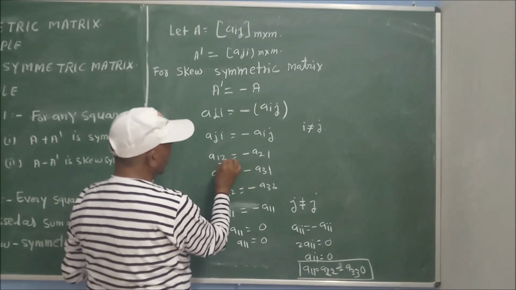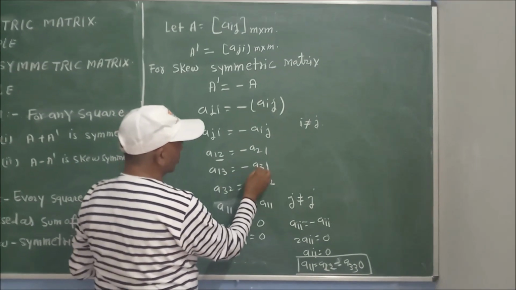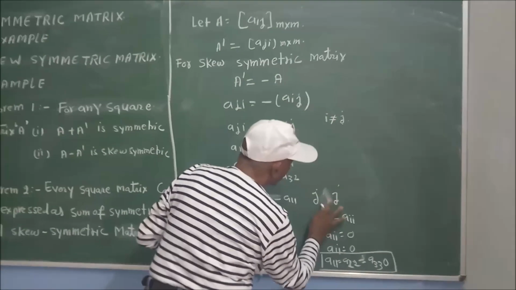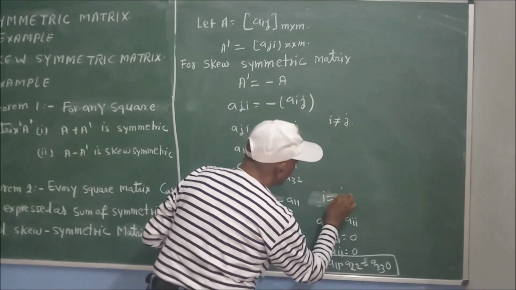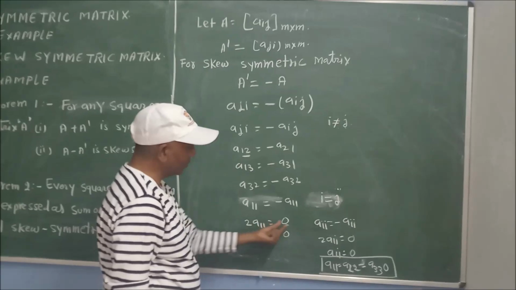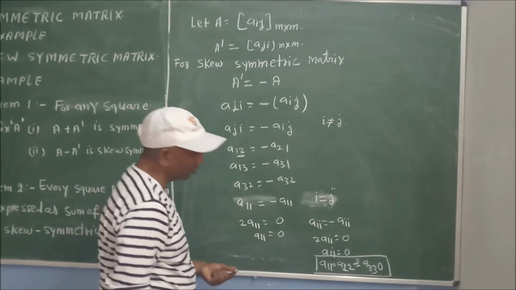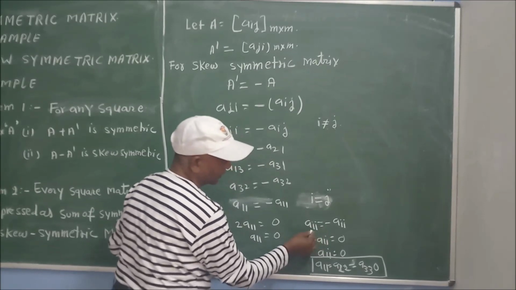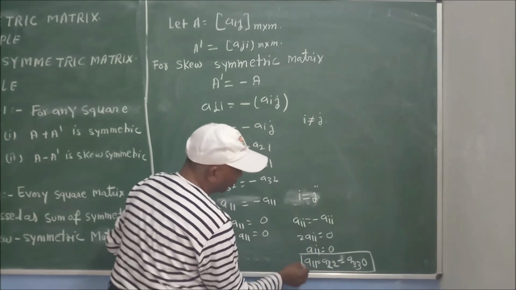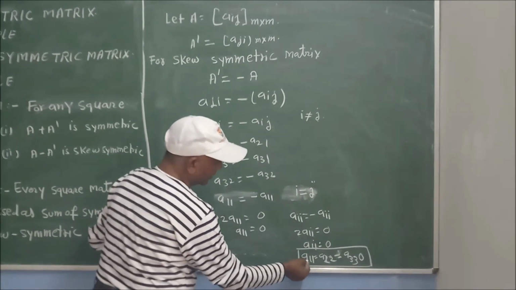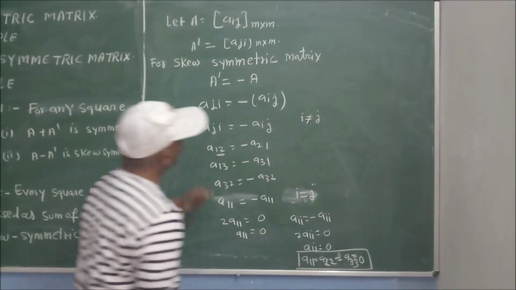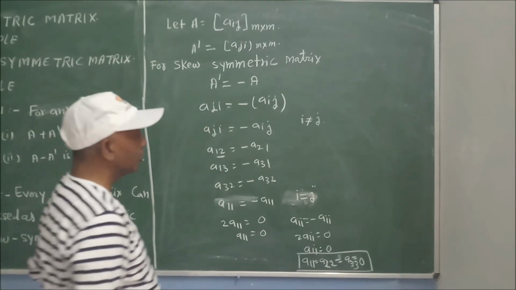Both are different. So A12 is equal to minus A21, A13 is equal to minus A31, A23 is equal to minus A32. But when i is equal to j, this is different. If i is equal to j, then A11 is equal to minus A11. So 2A11 is equal to 0. That means A11 is equal to 0. In general, Aii is equal to minus Aii. That means 2Aii is equal to 0. So Aii is equal to 0. That means A11, A22, A33 are all 0. So this shows that diagonal elements of a skew symmetric matrix are always 0.